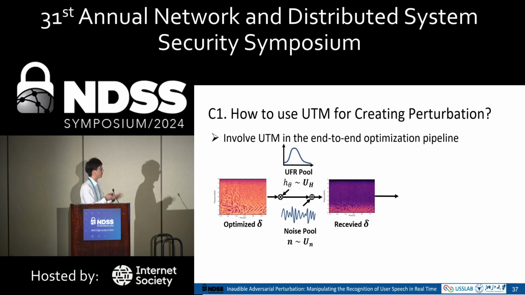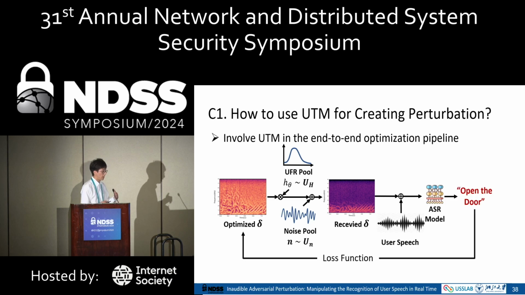So how can we involve this in our optimization pipeline? In this way, we can mimic the signal received at the device side in the digital domain optimization. During each iteration, VRIFLE randomly chooses the UFR and the noise samples from their pools, and then the perturbation will be encouraged to manipulate any user speech, and their mixed signal is recognized as the adversary's desired command. With this optimization pipeline, we can finally obtain a single robust perturbation that enables location-free attacks.